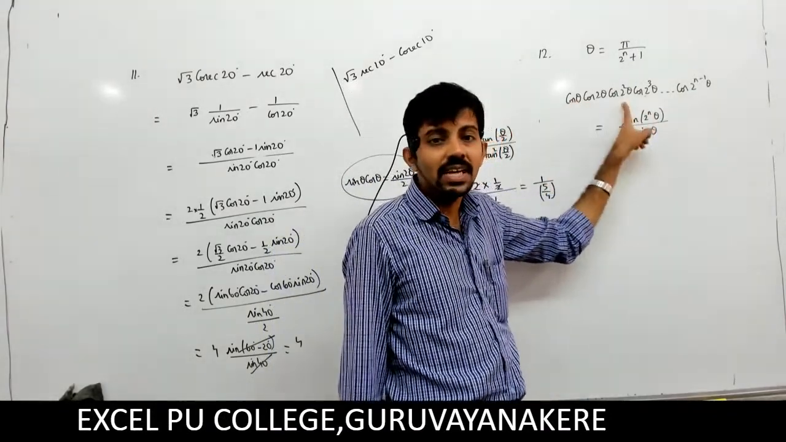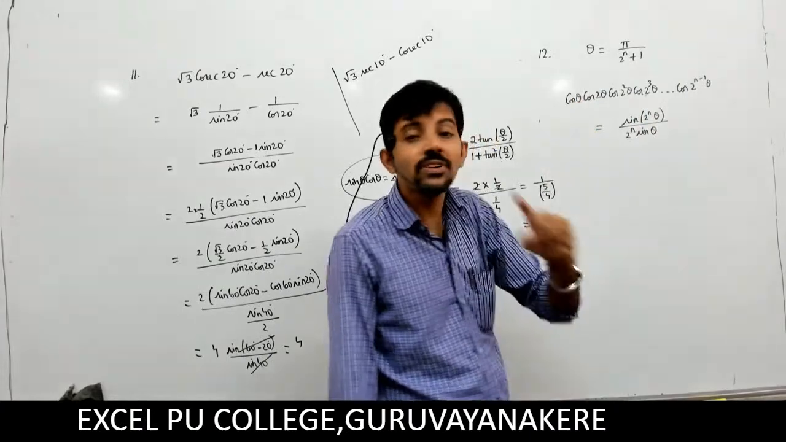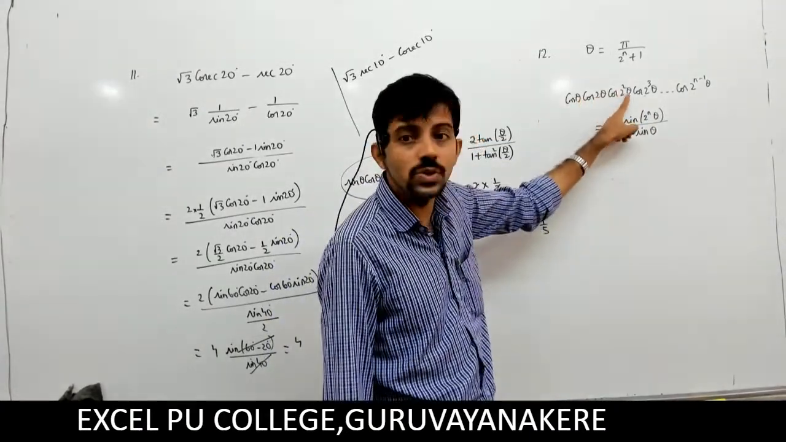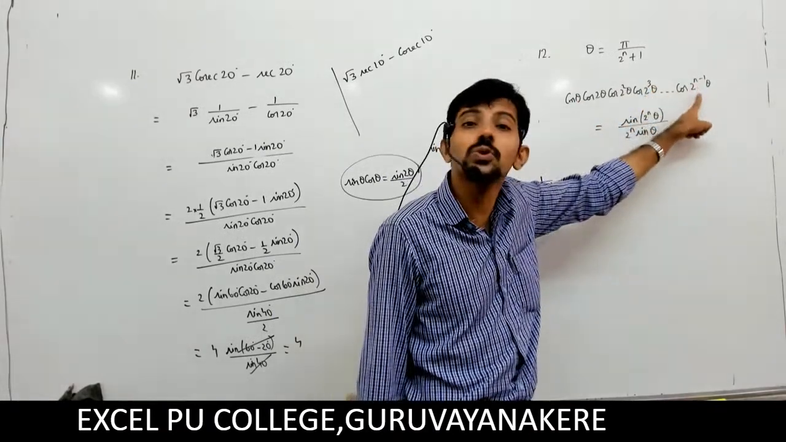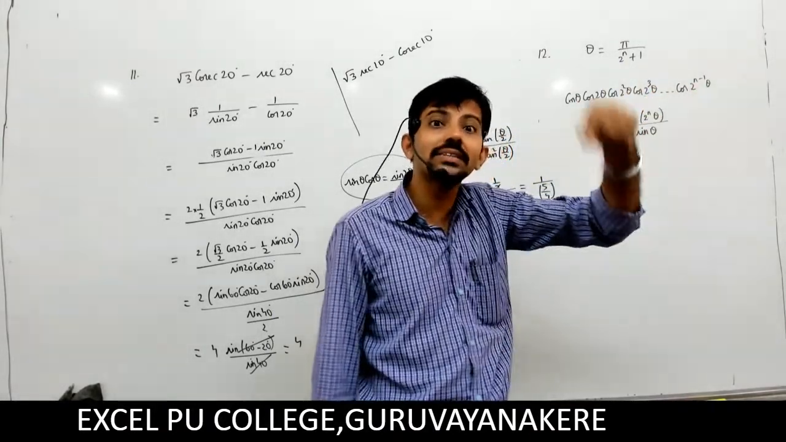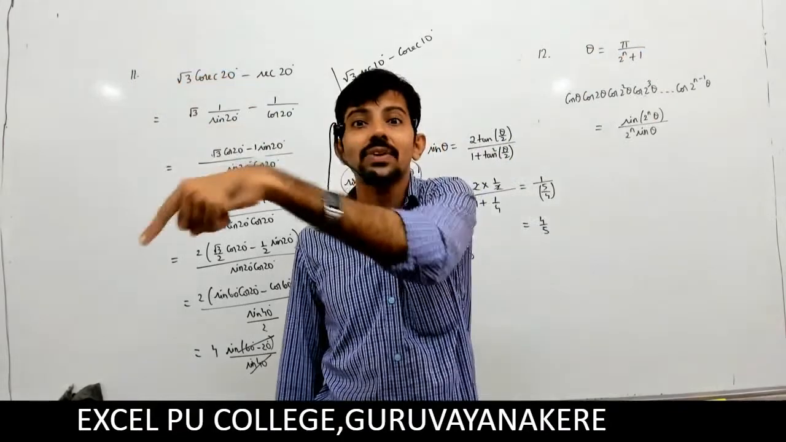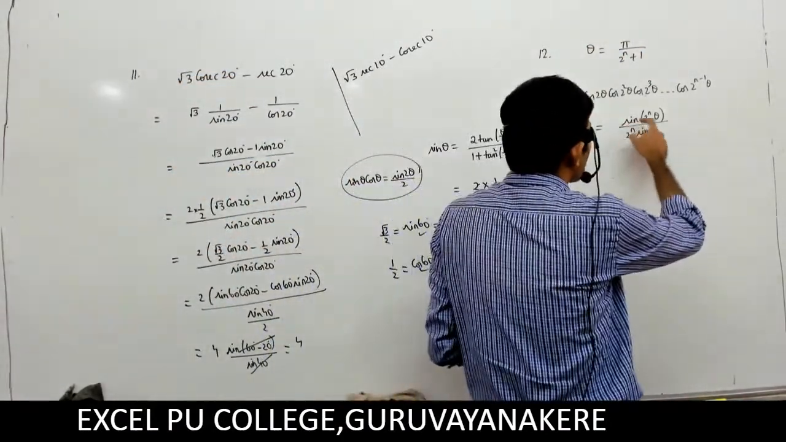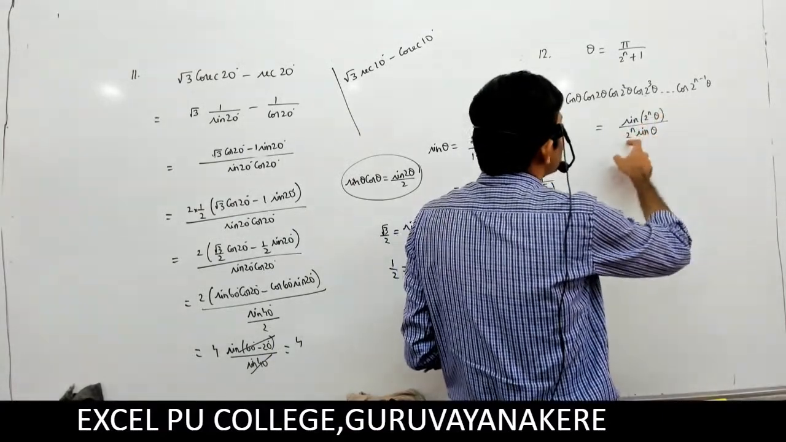N factors. It starts with 1 theta, which is 2 power 0 theta, then 2 power 1 theta, 2 square theta, 2 cube theta. The last factor is 2 power n minus 1 theta. From 2 power 0 theta to 2 power n minus 1 theta, so there are n factors. Sine of 2 power n theta by 2 power n sine theta.